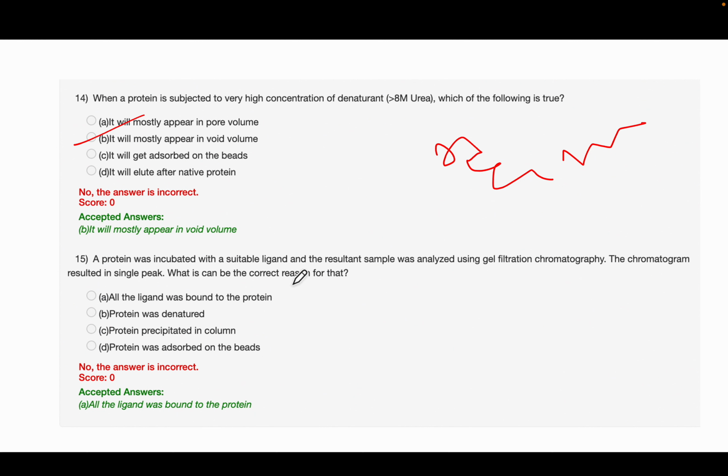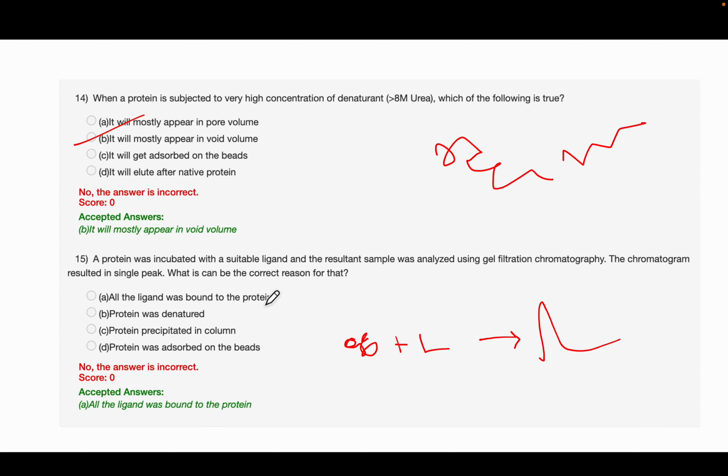A protein was incubated with a suitable ligand, and the resultant sample was analyzed using gel filtration chromatography. The chromatogram resulted in a single peak. What can be the correct reason for that? So what happened? You have a protein, you have incubated it with a suitable ligand, and the resultant sample was analyzed using gel filtration chromatography, and the chromatogram resulted in a single peak. Which is the correct reason?